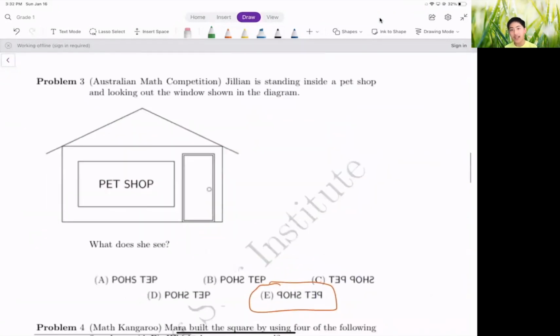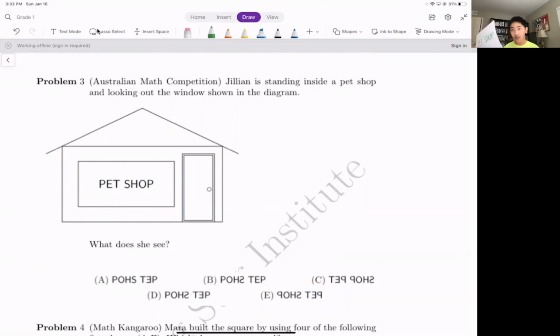Problem 3. Jillian is standing inside a pet shop and looking out the window shown in the diagram. We see that the shop says pet shop. So what does she see when she looks out the window? So as we know, when you look outside a mirror, you see the reflection. So all you have to do is just experiment with a piece of paper and look behind it, and that is the reflection. For example, as I have just written right here, this is the pet shop, and all I have to do is look behind it like this and see what I see and find it right here. And you can see that we have just found out the answer, which is E.